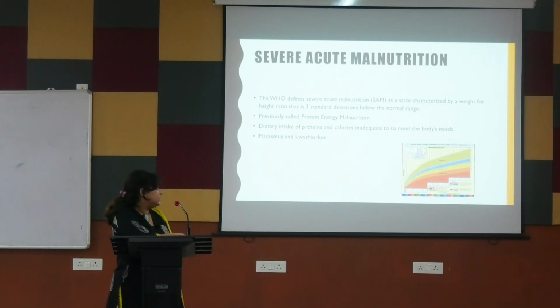So, eta ki? Have you seen this? It is given at birth to every child. What is this? Immunization card থাকে, তার আরেকটা পাতায় এইটা থাকে. This is a growth chart. এখানে weight for height ratio দেখা হয়, whether it's above normal or below normal. Dietary intake of proteins and calories is inadequate to meet the body's needs. And the examples are marasmus and kwashiorkor.